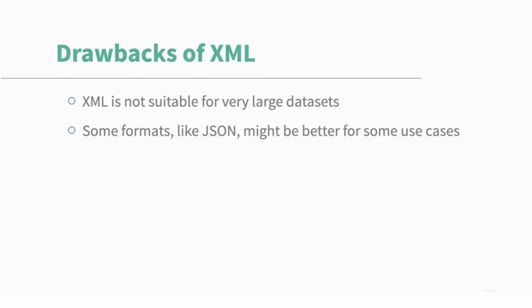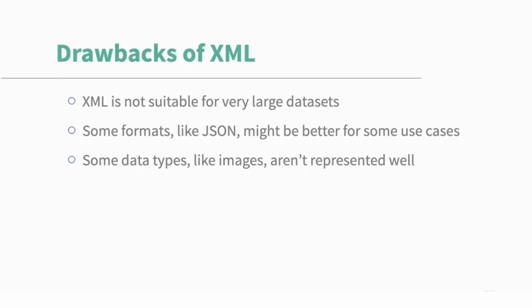Some data formats, like JSON, might be better in some cases, depending on how you're going to use the data. If you know the data is going to be used in a JavaScript execution environment where it's immediately turned into native memory objects, for example, there are some cases where JSON might just be more efficient. Some data types, like images, aren't represented well in XML because it's a text format and images aren't. Now, there is a way to do this. You can encode images and insert them into XML documents, but that gets ugly pretty quickly. And even though it's possible, it may not always be the best way of doing it. And XML, when it gets really complex, can be hard to read.